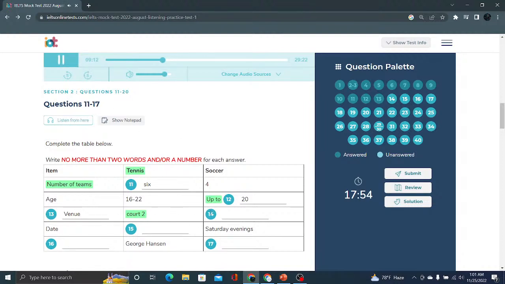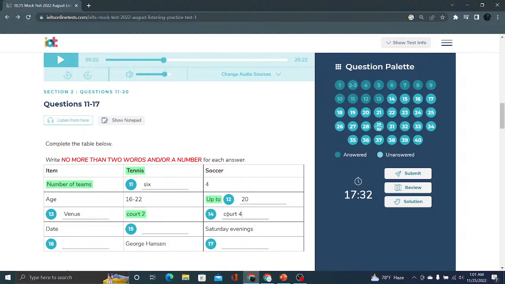Was used last year. Tennis matches will be arranged on Court 2 and Court 4 will hold soccer matches. Our match schedule. Okay. The answer would be Court 4.